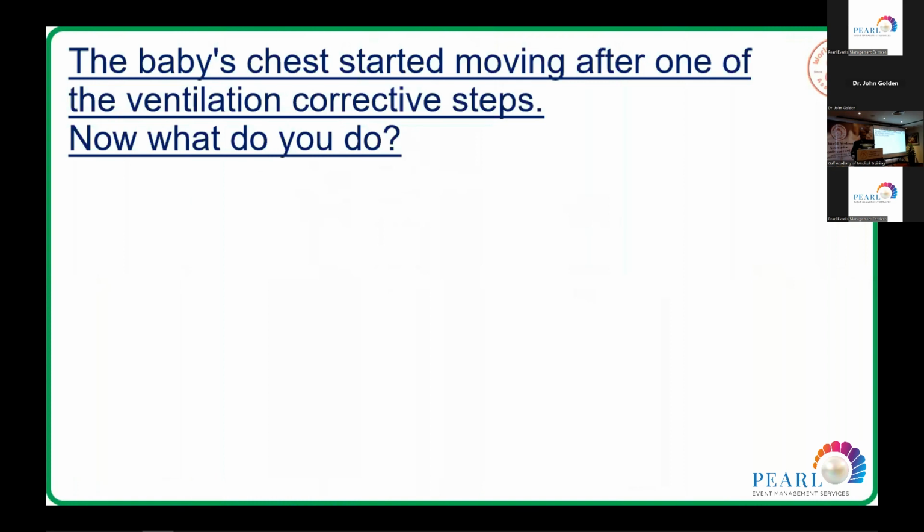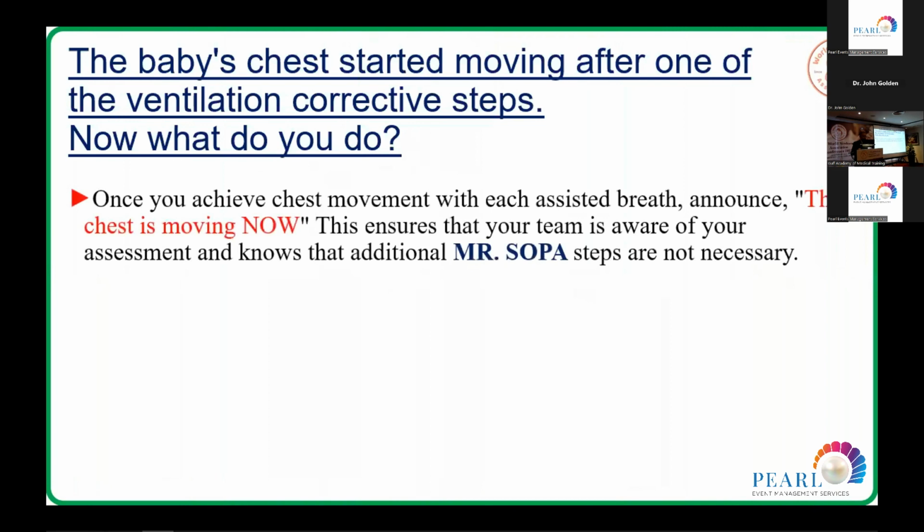The baby's chest started moving after one ventilation corrective step. What do you do now? Once you achieve chest movement for each assisted breath, announce "the chest is moving now." This ensures that your team is aware of your assessment and knows the additional steps are not necessary.